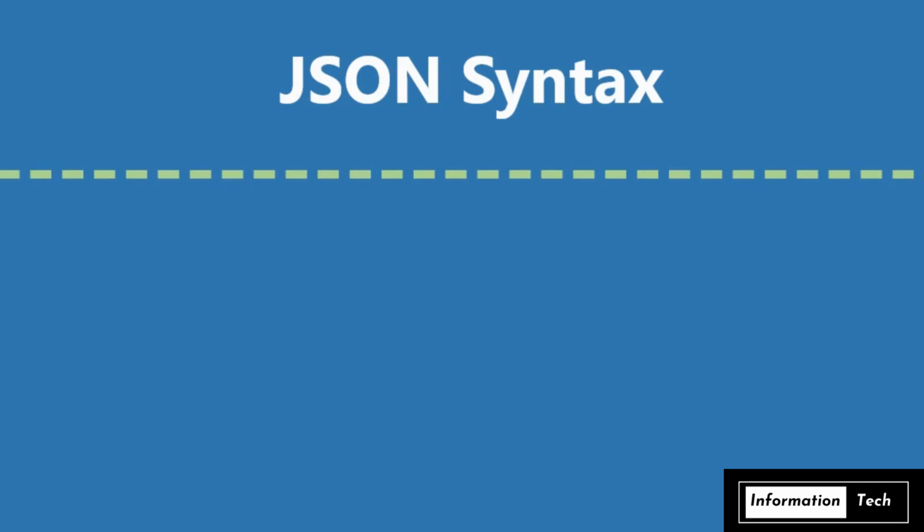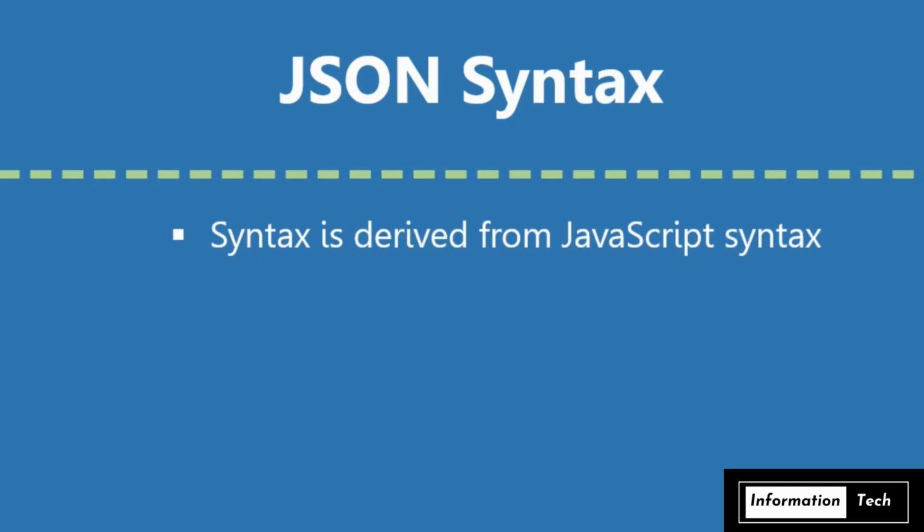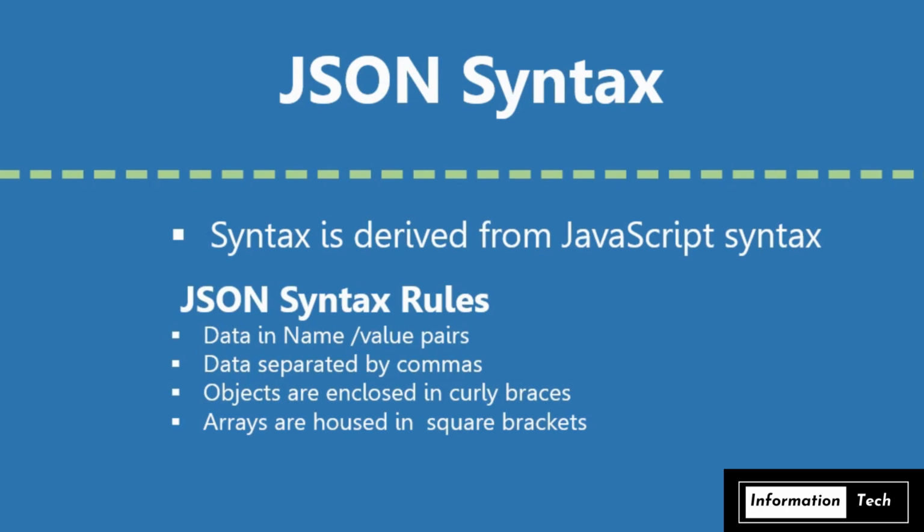The JSON syntax is a subset of the JavaScript syntax, so it is derived from the JavaScript syntax. JSON also has a set of rules that must be followed in the syntax. So these are the JSON syntax rules.